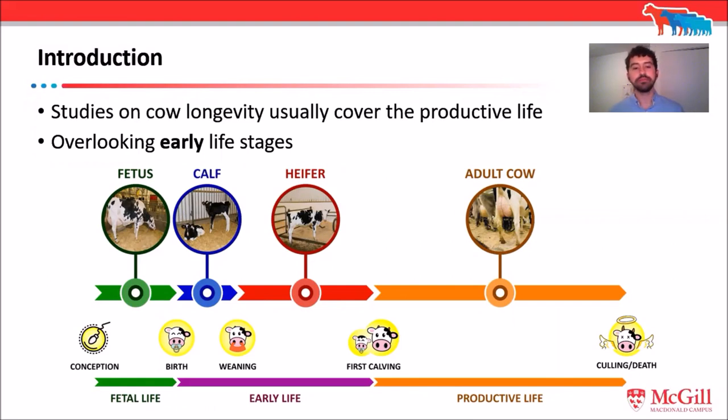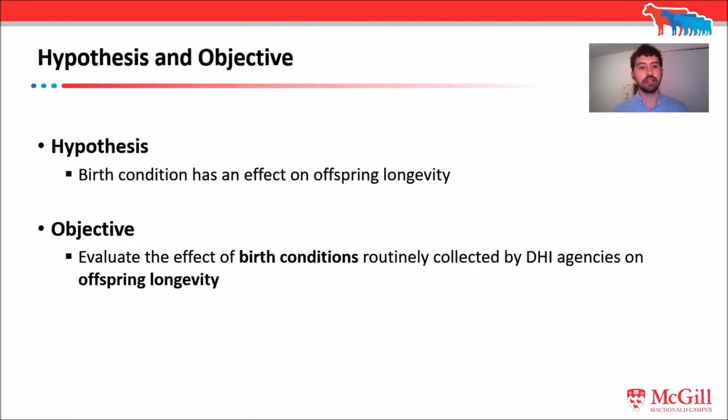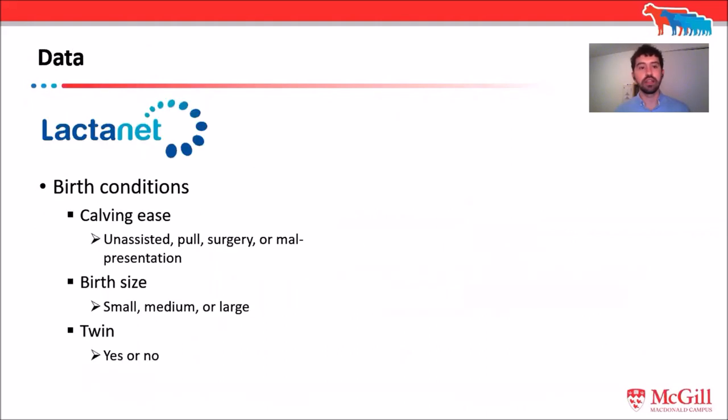The studies we do have regarding early life stages and their cow longevity provide us some evidence that there is a long-term effect. So what happens in the early life stages has an effect on cow longevity measured later in life of the animal. So we hypothesized that birth conditions have an effect on offspring longevity, and the objective of this study was to evaluate the effect of birth conditions that are commonly collected by DHI agencies on offspring longevity.